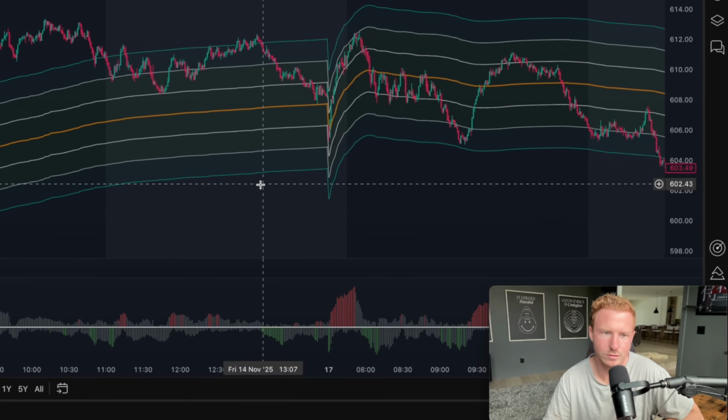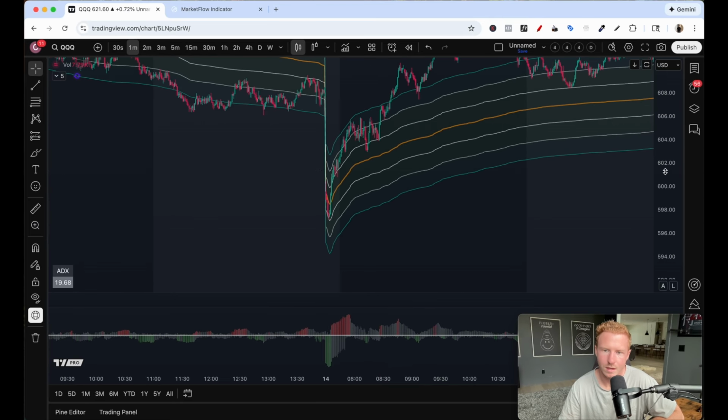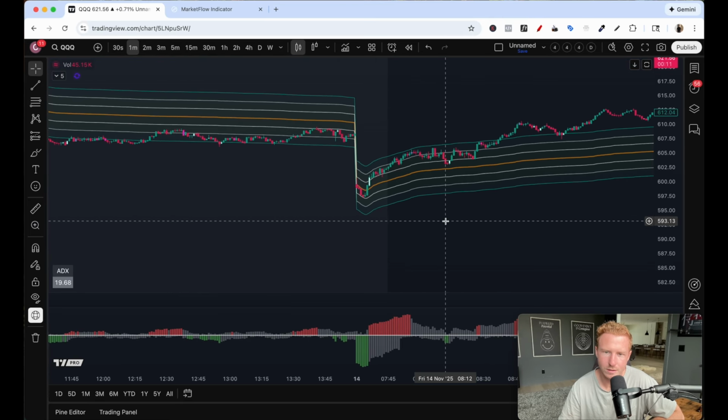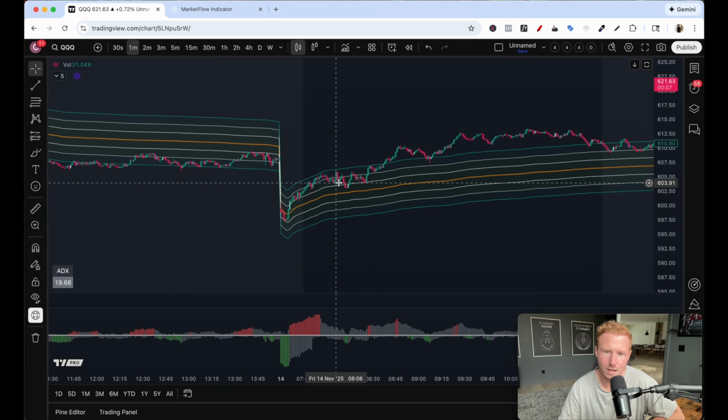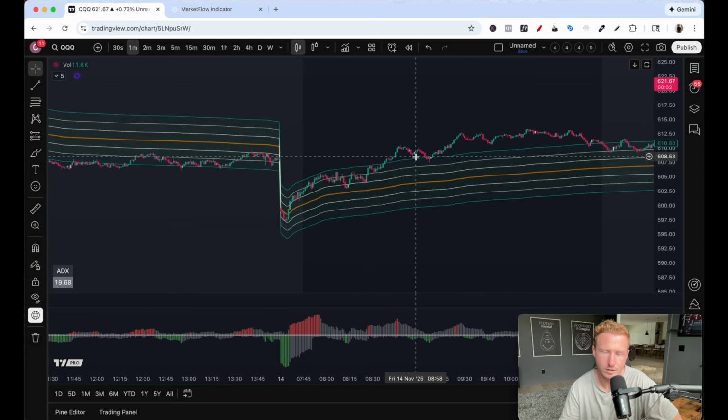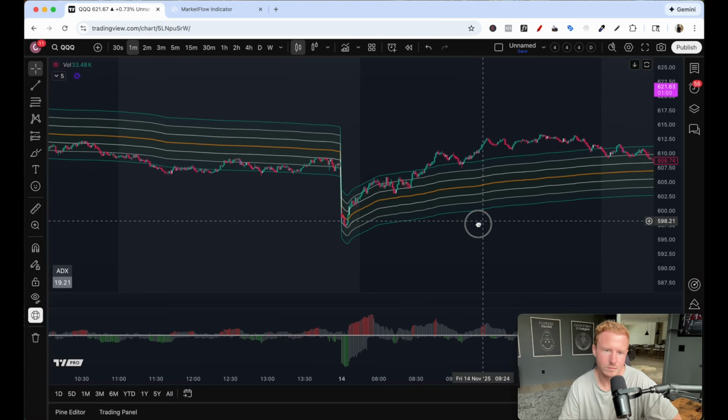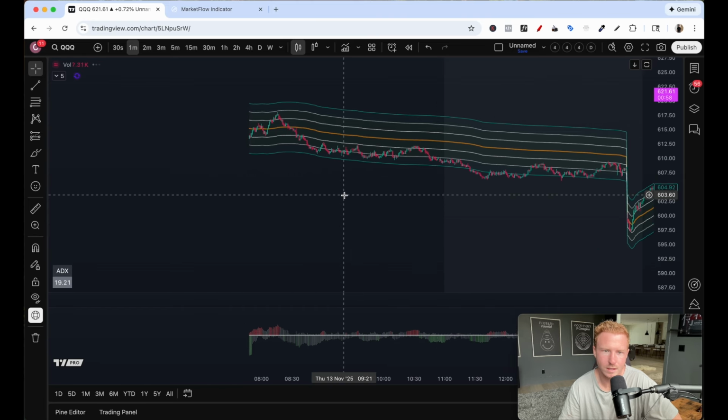So let's go back to the next day and we can see what happened here. Okay, this day we're pretty much above the VWAP the whole entire time, so we never got a setup for this specific strategy. So that's fine, right? We skip these days, go back to the next day.